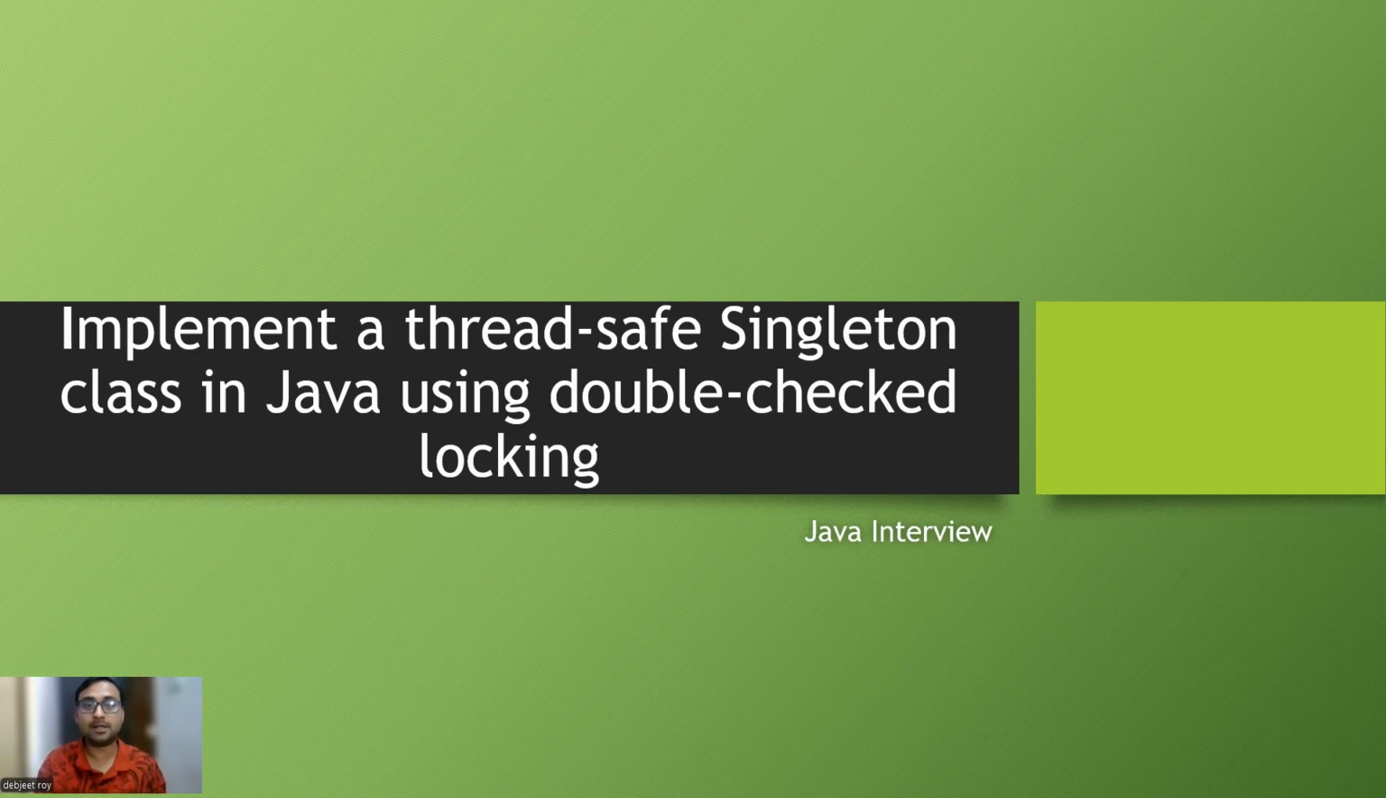So how can you do that? You can create a reference and make it volatile, so that visibility is guaranteed across all the threads. Then within the getInstance method, you write two times: if instance is null, then within that you synchronize the class. Within that you check again whether the instance is null or not. If it is null, only then create a new instance and return it, or else you don't create a new instance.